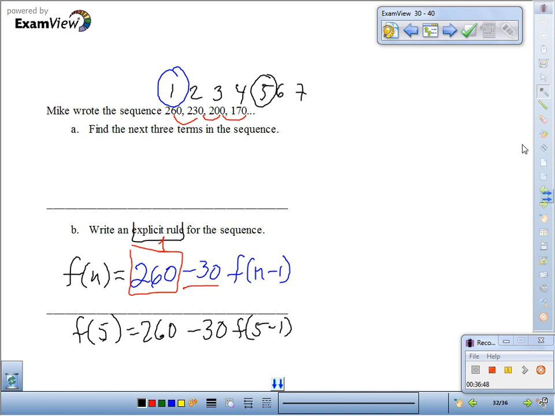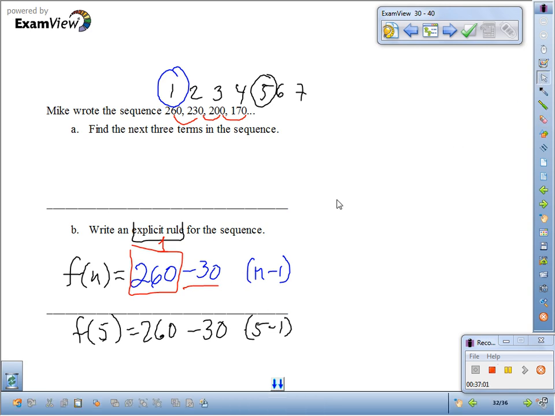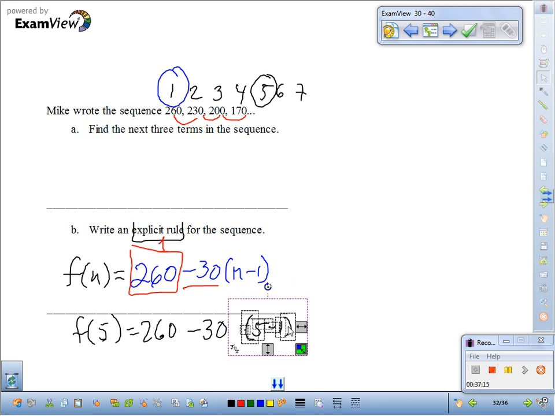No, I made a mistake. I'm sorry. There it is. Nice. Without the f of n minus 1, because this is not a recursive rule. This is an explicit rule. So here we go.